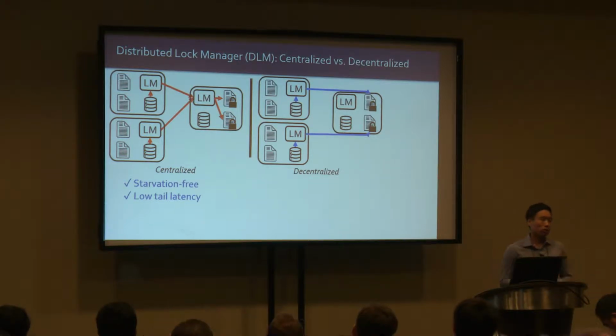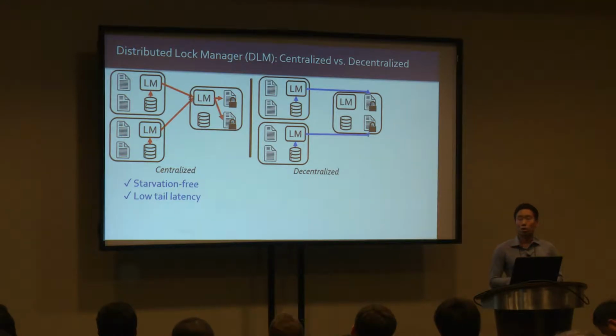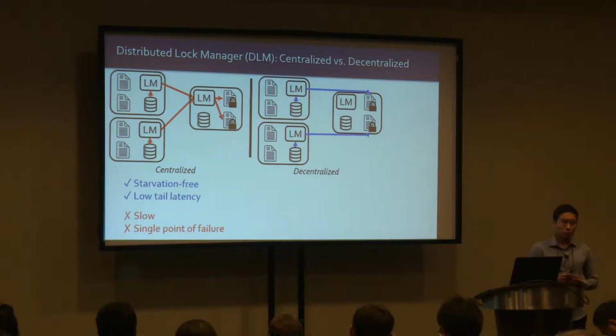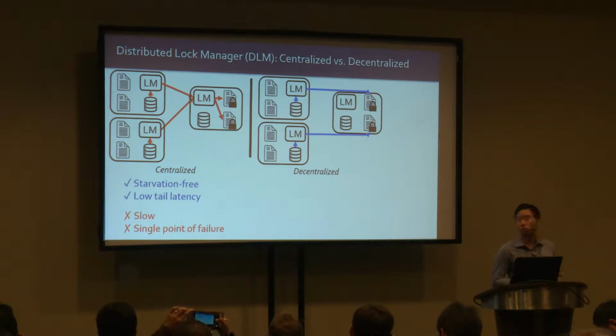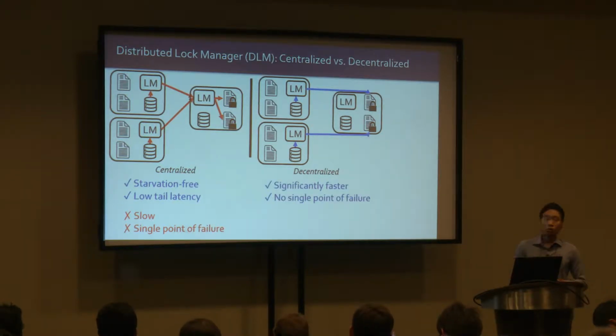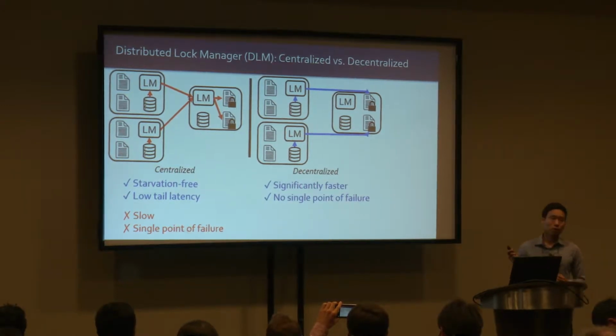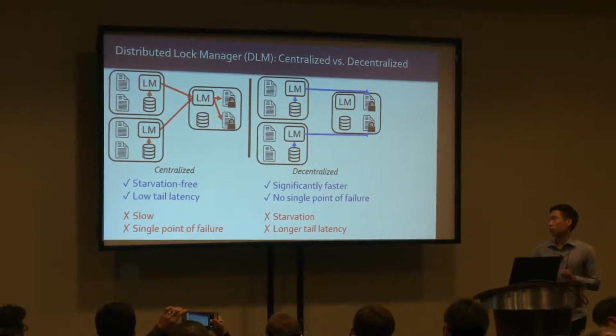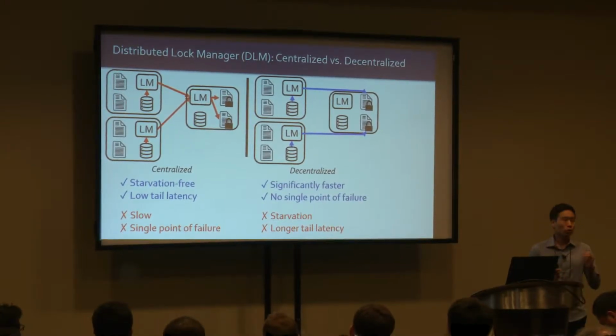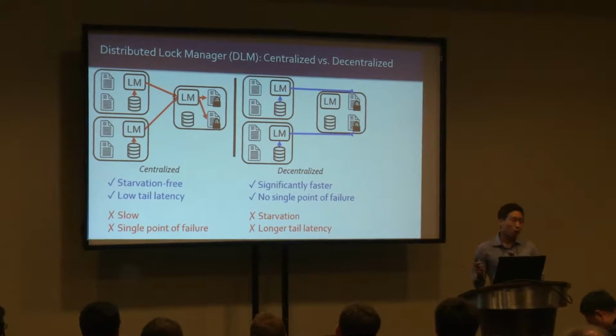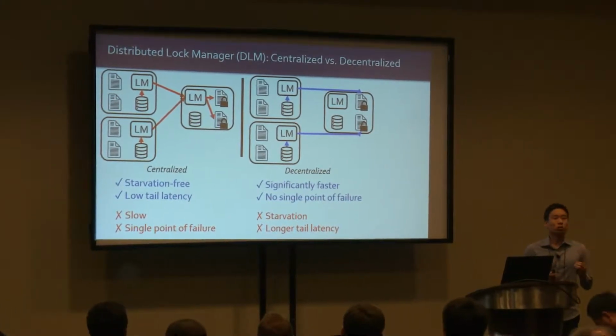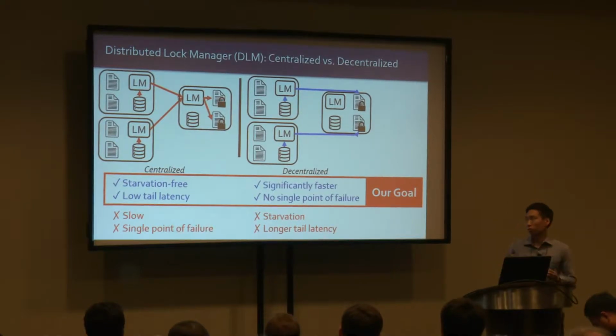However, all the lock requests need to go through that single centralized log manager, so it can be slow, and each log manager becomes a single point of failure. Decentralized log managers, on the other hand, are significantly faster than centralized ones, and they don't have a single point of failure. But since they don't have a single governing entity handling all the locks, they are very prone to starvation, which results in very long tail latency. So with RDMA, our goal is to come up with a distributed log manager that can combine the best of both worlds.